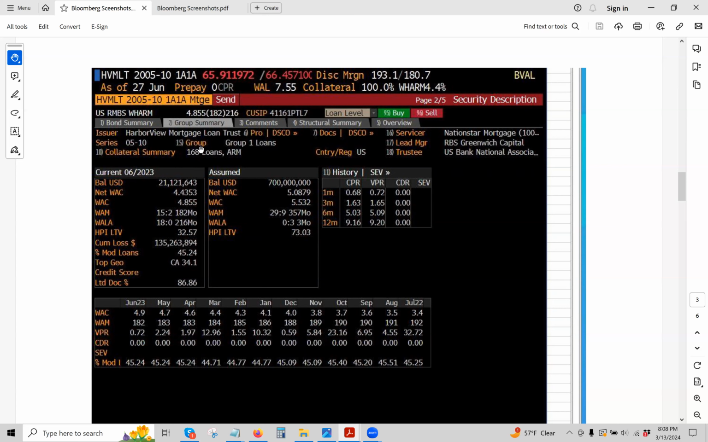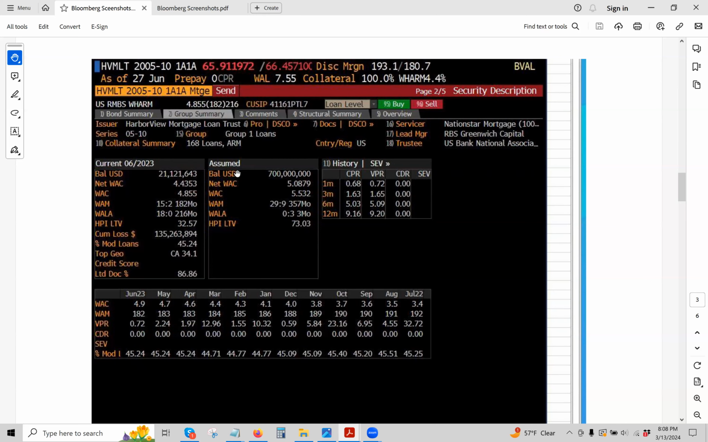But yeah, so this one here is going to be the group summary tab, giving you similar information. Now this one is showing you a higher balance, and then it's telling you a balance as of current, as of the date there. There's a date listed there. And here on item 10 it shows you the collateral summary, 168 loans. So that means that there's 168 loans in this trust.